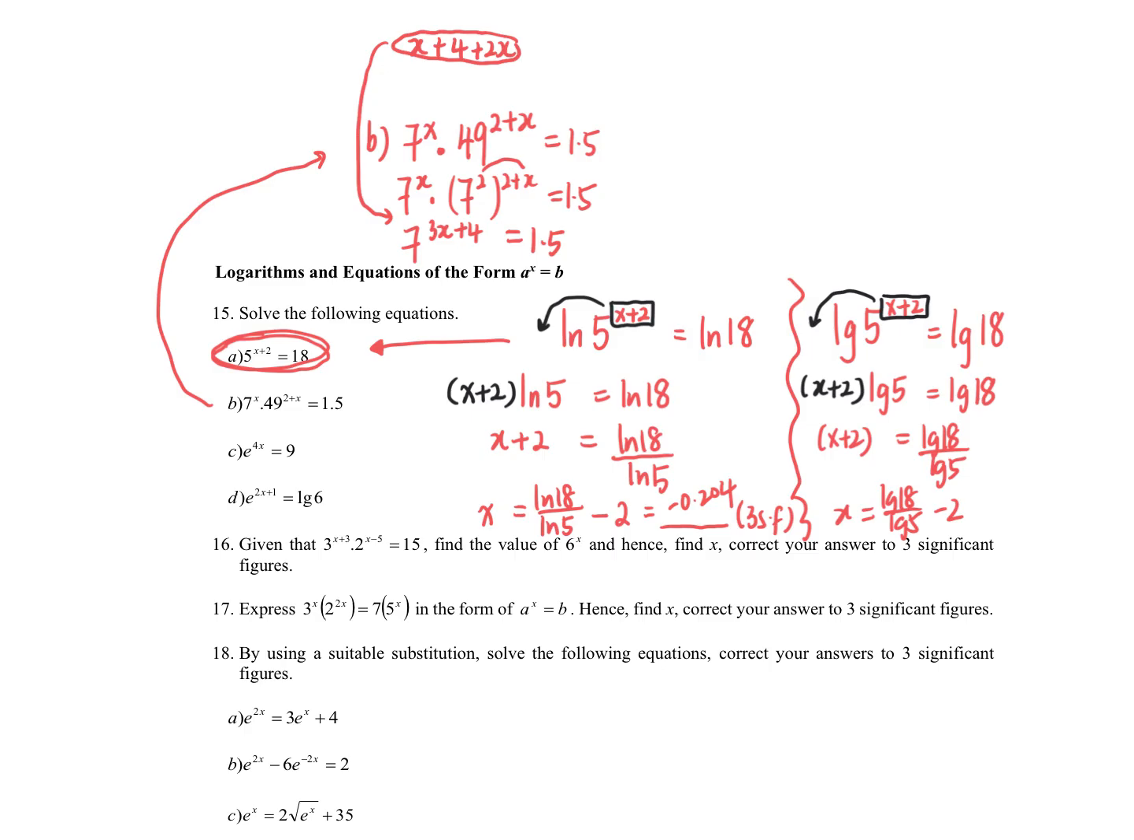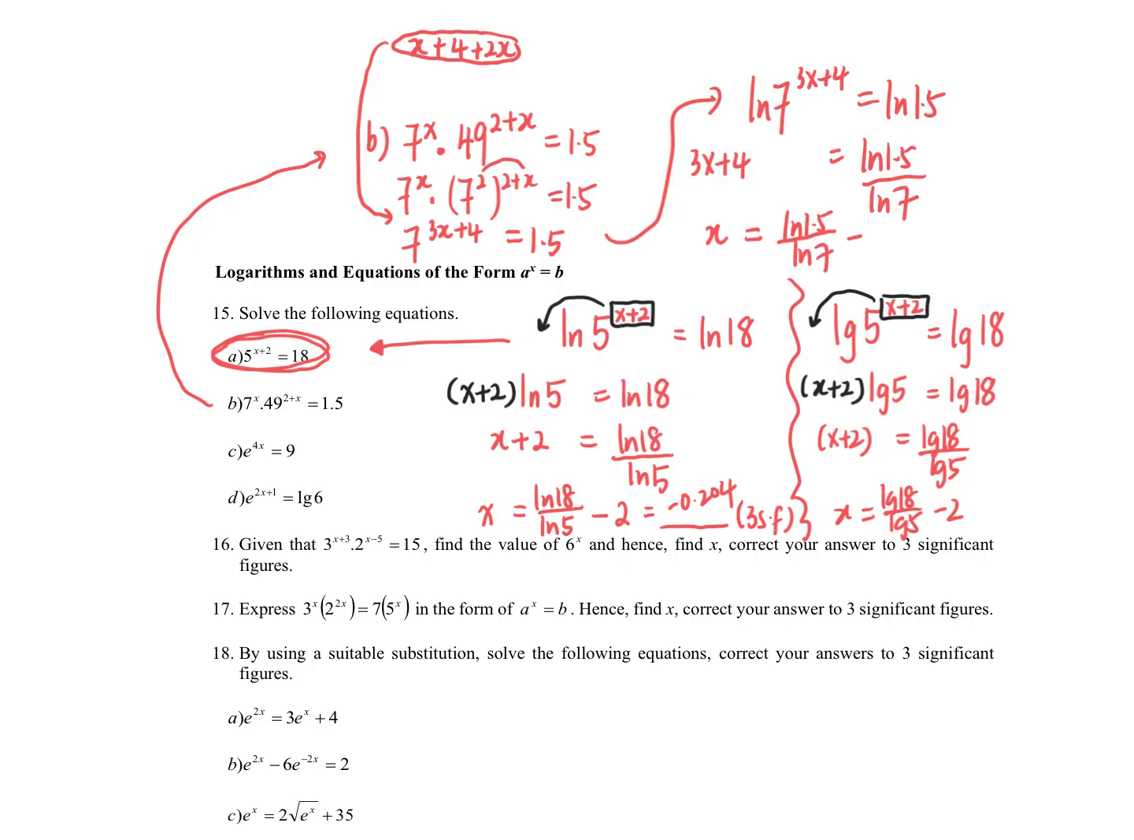You can log or ln both sides, your choice. Okay, so ln both sides. My 3x plus 4 can bring down. So 3x plus 4 I bring down. The ln 7 I divide over. So to solve for x, I just subtract this whole thing by 4 and then divide by 3.